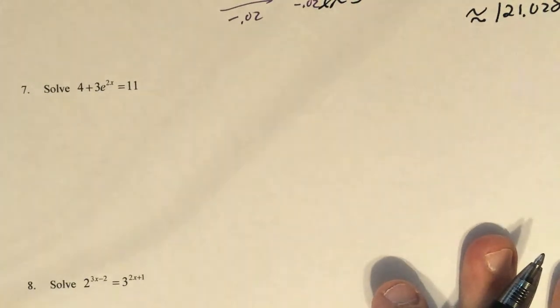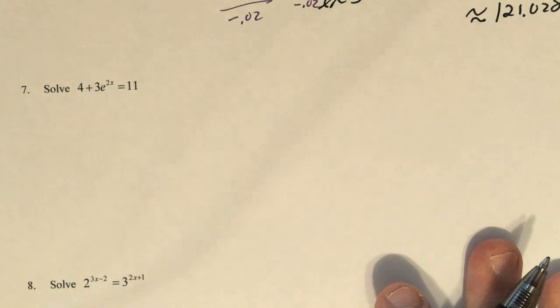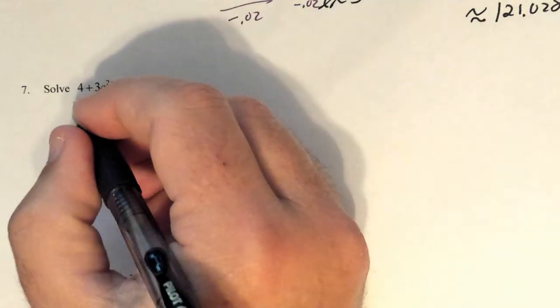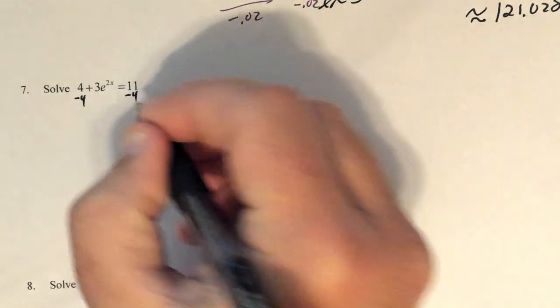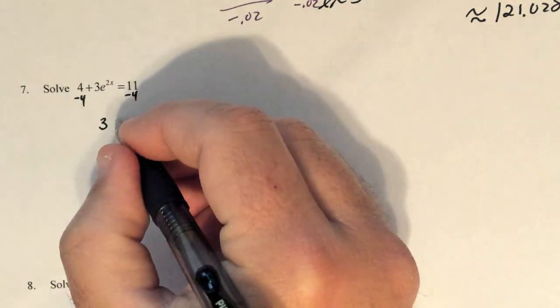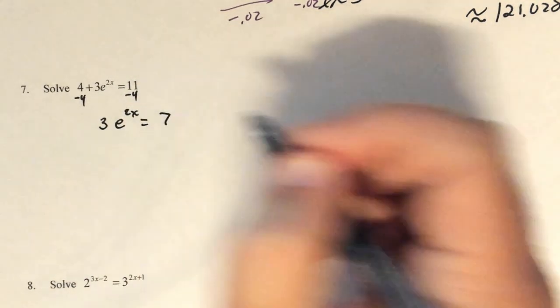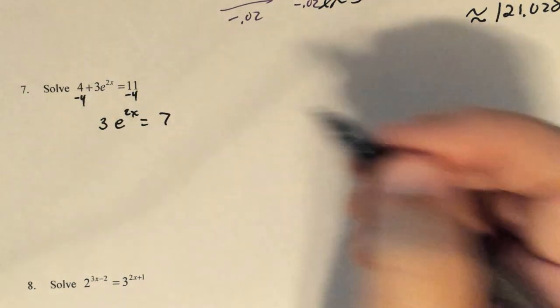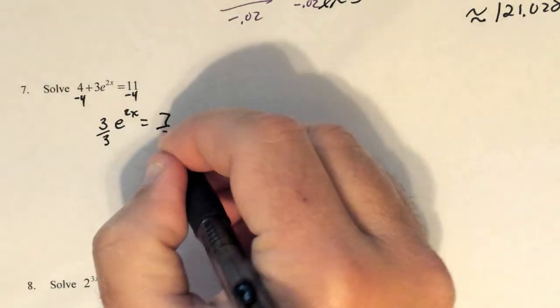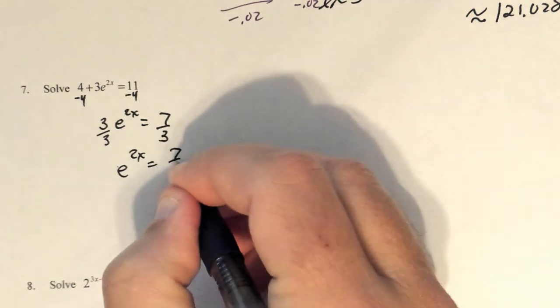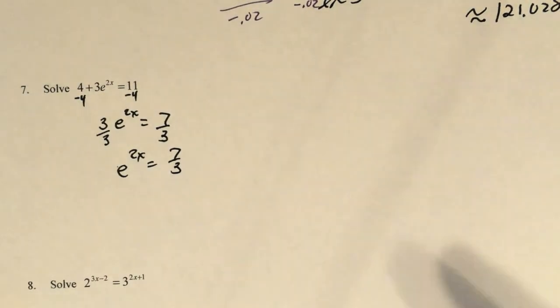Well, we're going to follow some of the same ideas that we've been dealing with. So, we're going to subtract the 4 and just get 3e to the 2x is equal to 7. And then we're going to divide by 3. And we're going to get the exponent piece by itself. e to the 2x is equal to 7/3.